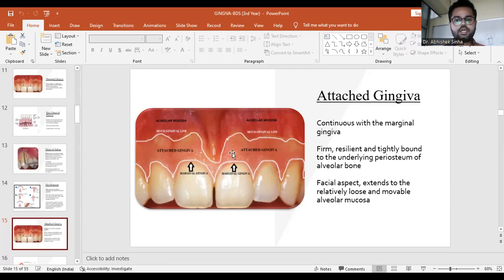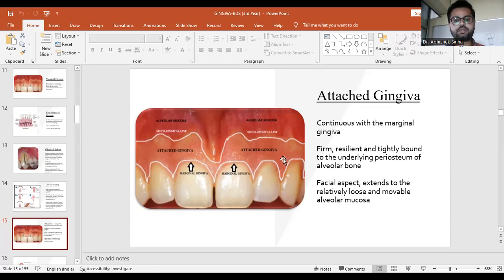It is firm, resilient, and tightly bound to the underlying periosteum. Unlike marginal gingiva, which was unattached, attached gingiva is firmly bound to the underlying bone. The facial aspect extends to the relatively loose, movable alveolar mucosa. This is the facial aspect.